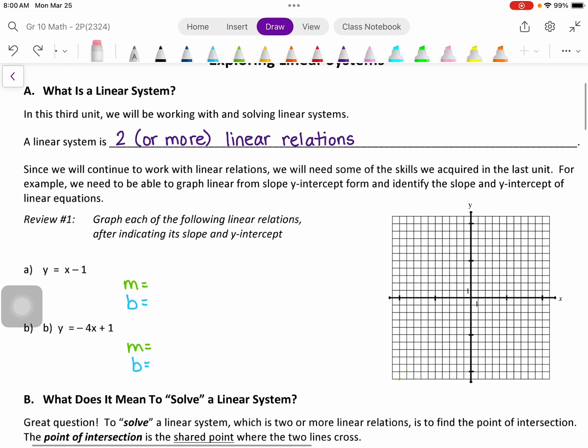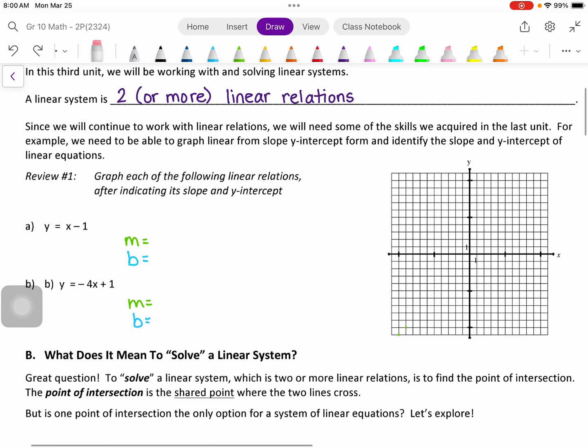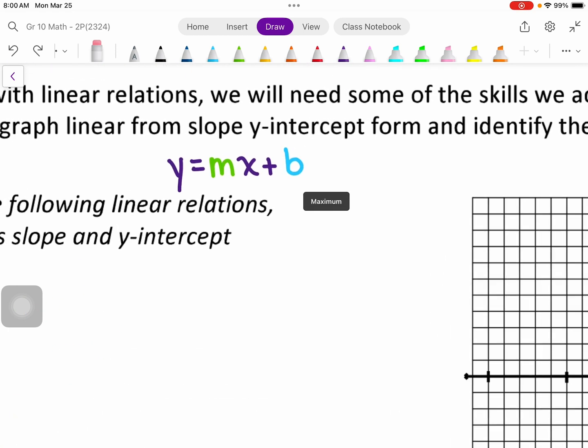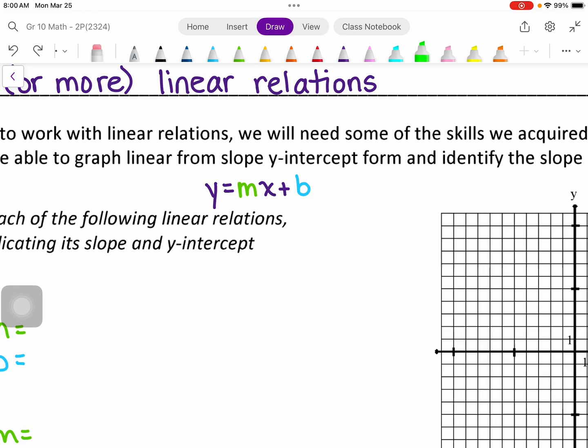So what we need to do is take a look at some things that we learned in our first unit on linear relations to help us out. So we want to make sure that we are able to graph a linear relation from the slope y-intercept form. So our slope is the m, that's the number that comes in front of x, and the y-intercept is the other number that is not being multiplied by x.